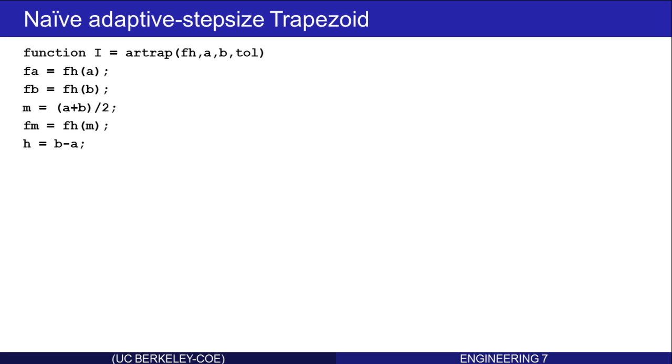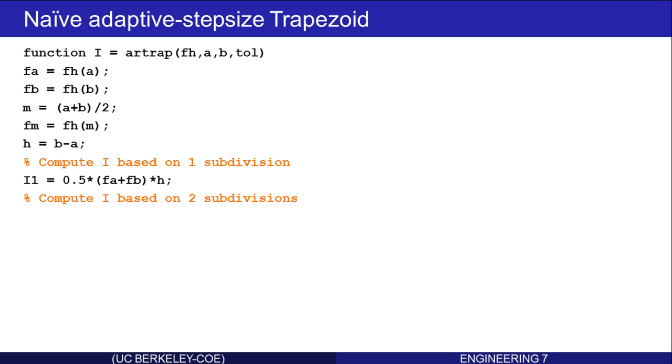Finally, define a variable h and then compute the integral based on one subdivision. Well, that's easy. 1/2 times fa plus fb times h. Also compute the integral based on two subdivisions. And there we see the 1, 2, 1 pattern and h over 4. Now you may be wondering, why does it say h over 4? All the formulas had h over 2. That's correct. Remember though that the h for two subdivisions is 1/2 of b minus a, and here h has been defined as b minus a. So I need to take 1/2 of h to get the actual h, and then 1/2 of that for the formula.